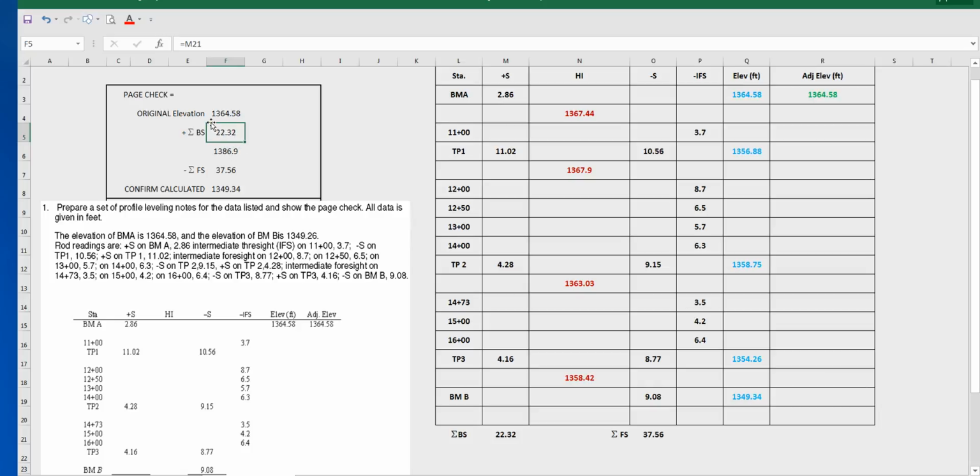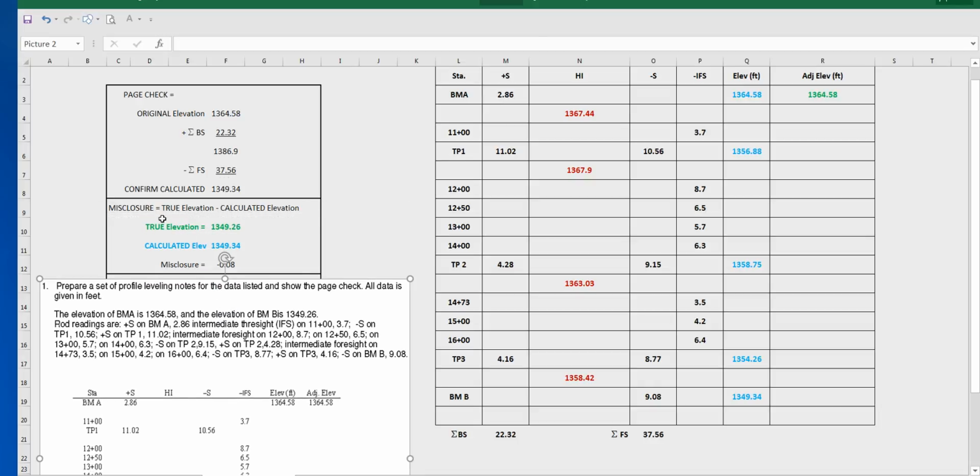So on this, let me write these like this. When I add these two and I get the 1386.90 and I subtract the 37.56, we confirm that what we calculated is true. That means we have a misclosure. Our misclosure says it's the true elevation, 1349.26, minus the calculated, 1349.34, and it gives us a misclosure of negative 0.08. That means that the true value is actually lower than what we calculated.